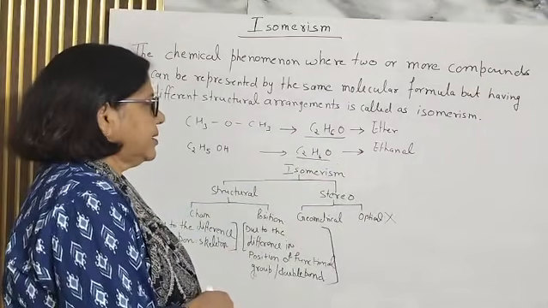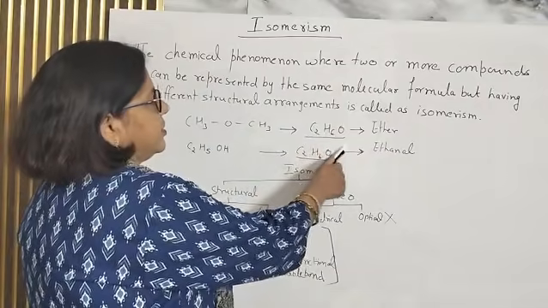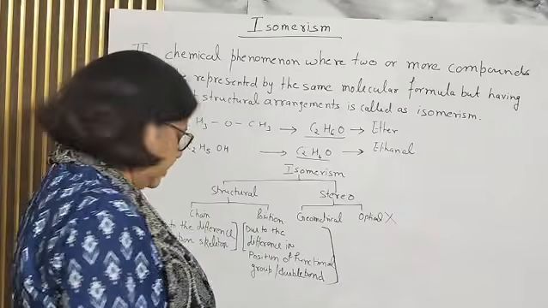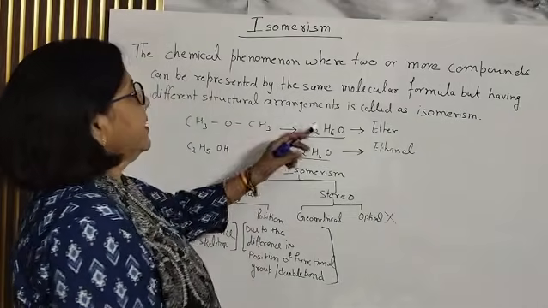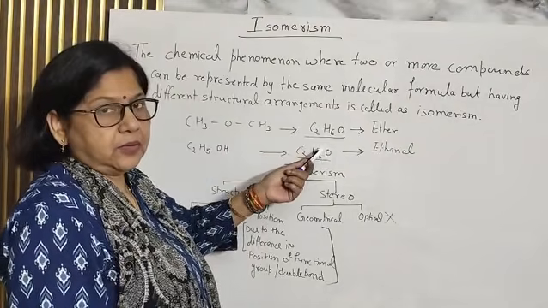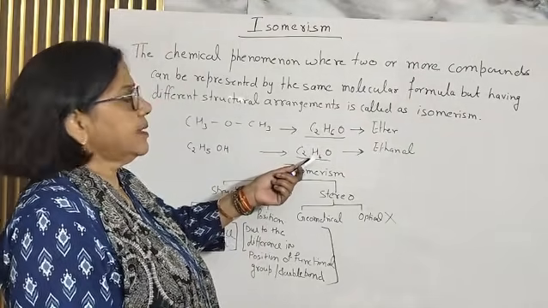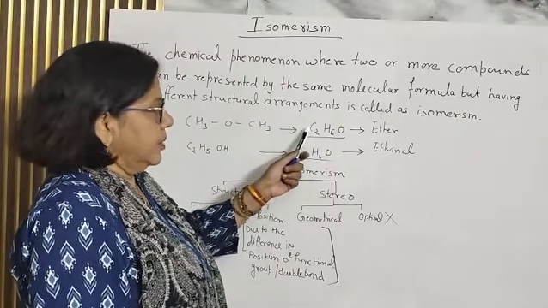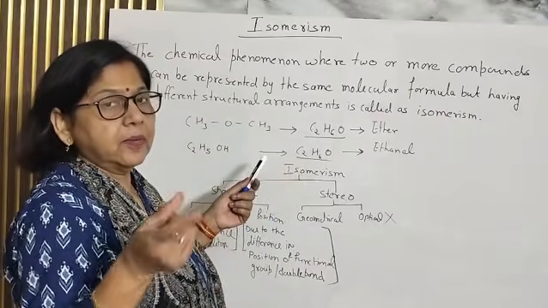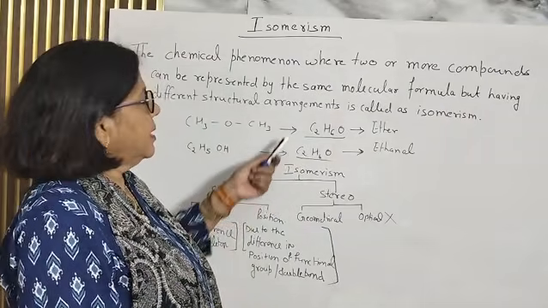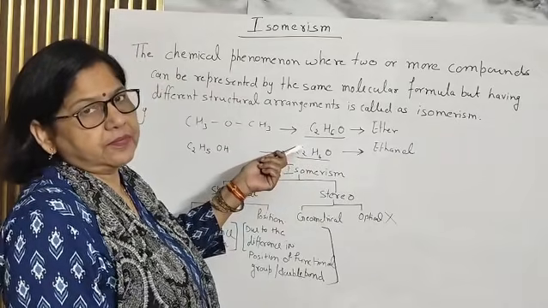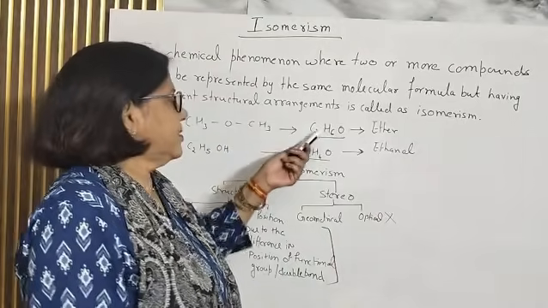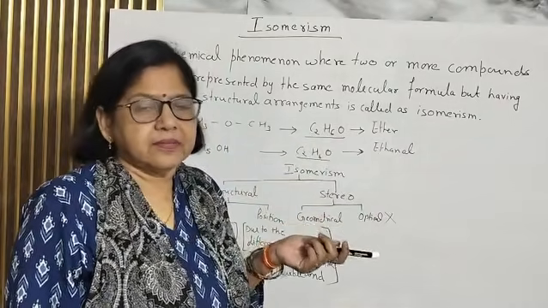So what are you seeing? This formula is C2H6O and this one is also C2H6O, right? So what do we find? We find that two different molecules, one an ether and the other ethanol, can be represented by the same molecular formula. This phenomenon is called isomerism, and these two are isomers. Since there is a change in the functional groups, these two are called functional isomers.